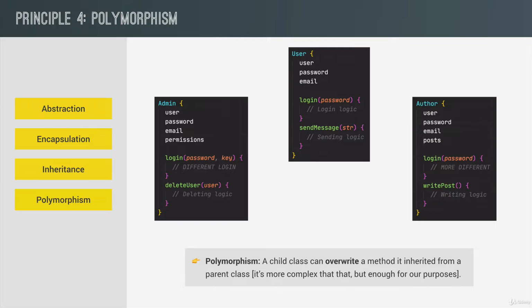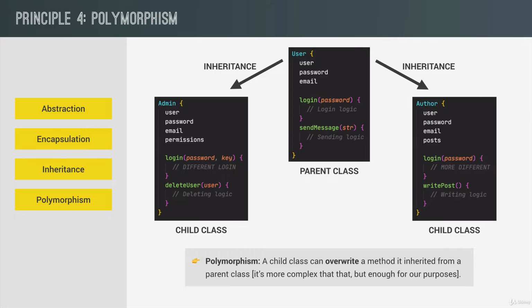And here are our user and admin classes again. But now we also have a third class, which is the author. Now, admin and author are both really just special kinds of users. And so it makes sense that they both inherit from the user class, just like we studied in the last slide. Therefore, they inherit all the properties and methods from the user class, but we're going to focus on the login method now.